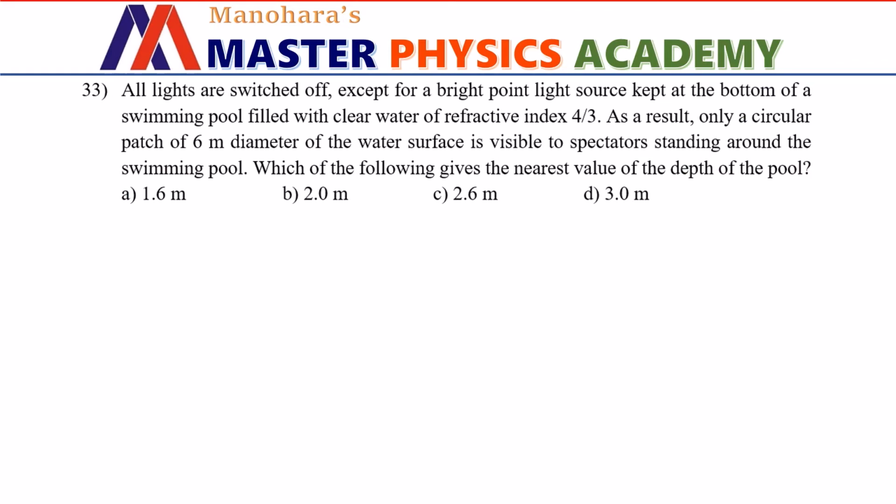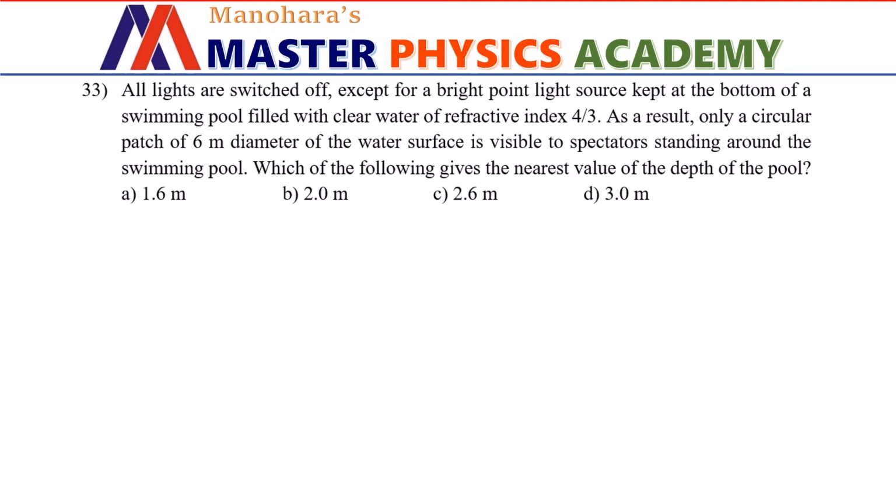All lights are switched off except for a bright point light source kept at the bottom of a swimming pool filled with clear water of refractive index 4 by 3. As a result, only a circular patch of 6 meter diameter of the water surface is visible to spectators standing around the swimming pool. Which of the following gives the nearest value of the depth of the pool?